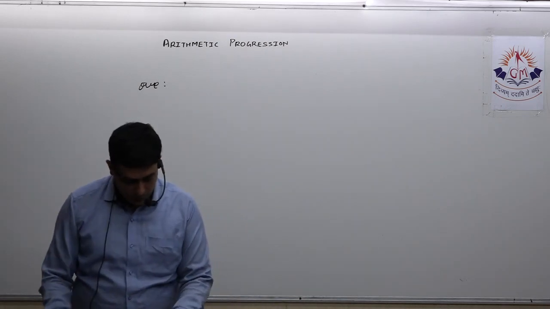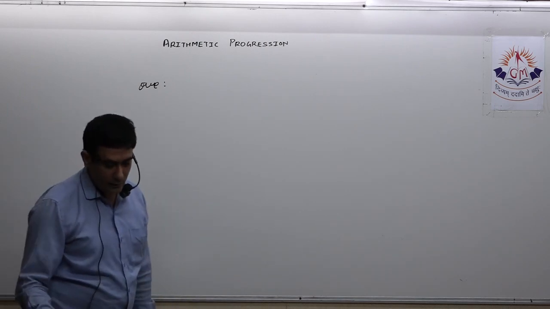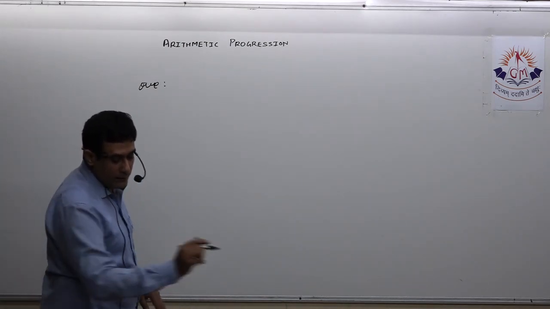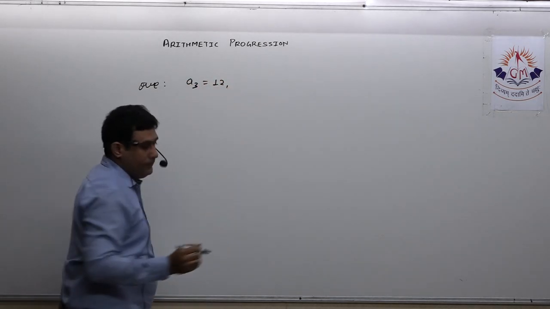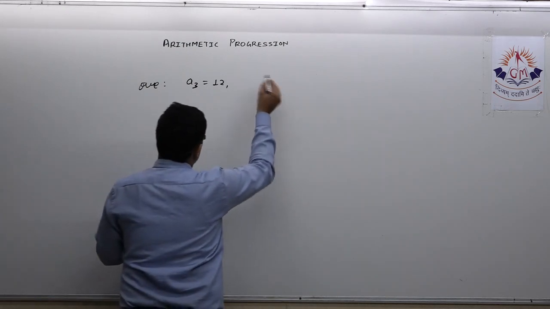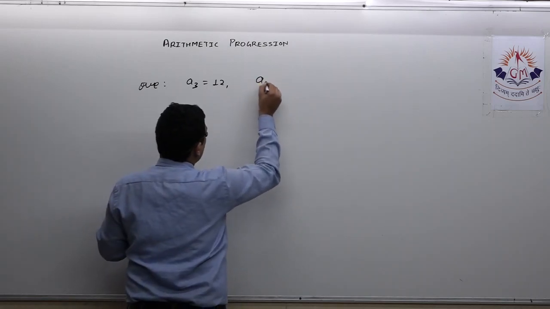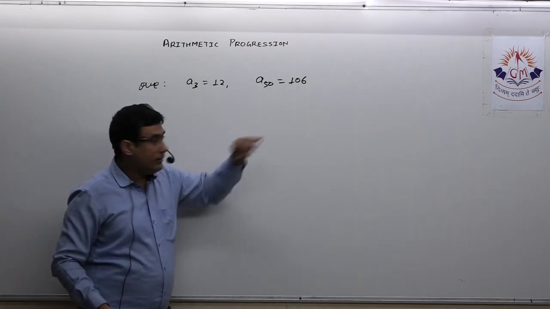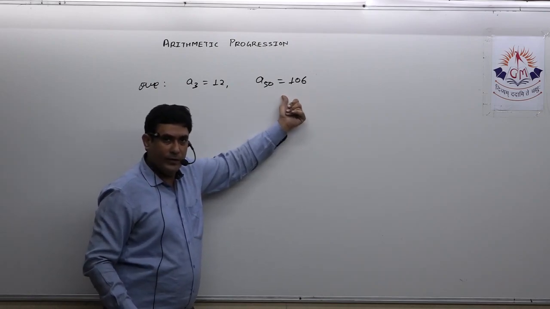Okay, next is question number 12 from your material. An AP consists of 50 terms, of which the third term is 12 and the last term is 106. It says there are 50 terms and the third term is 12. Then the value of the last term is given. It has 50 terms, so the value of the 50th term is 106.